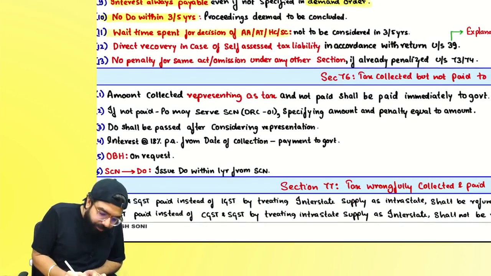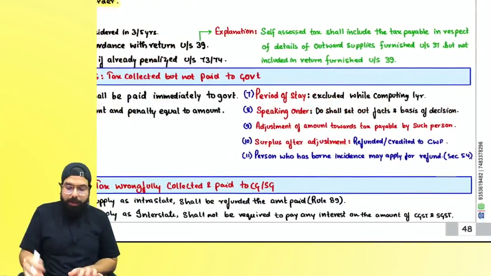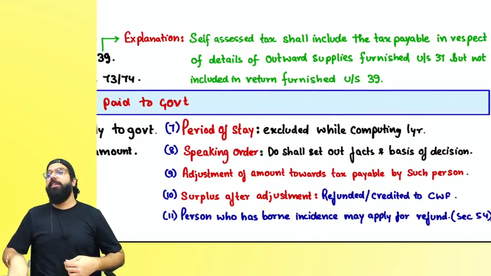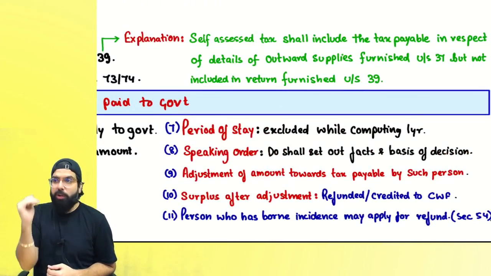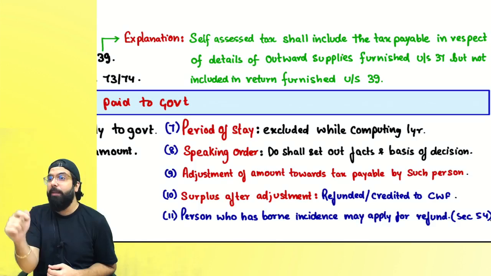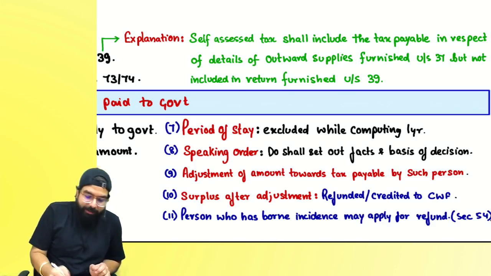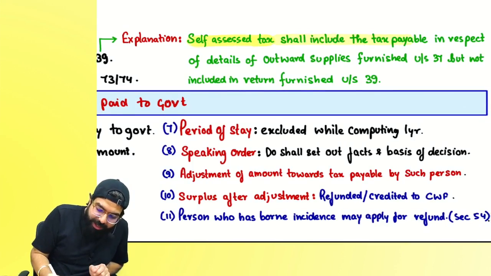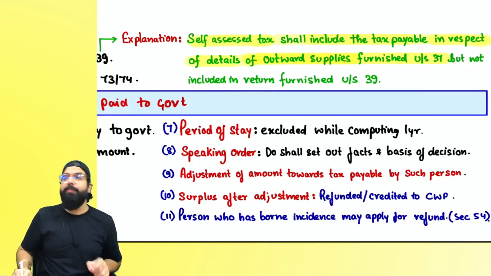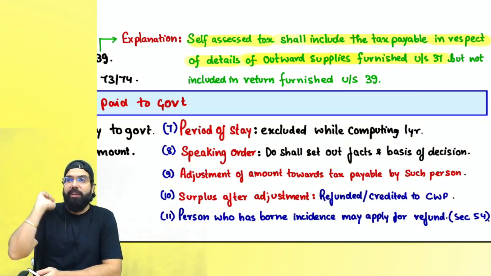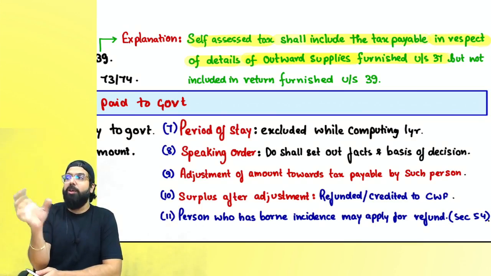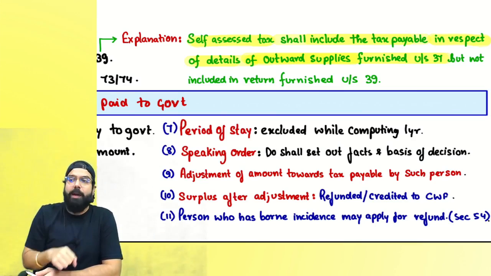Right everyone? Then, sir, regarding my return, my GSTR1, always remember one amendment has come here. Sir, in your GSTR1, you disclosed that you are liable to pay 10 lakh. But you did not show the same amount in your GSTR 3B. That is meant by self-assessed tax. Self-assessed tax includes the tax payable in respect of details of outward supplies furnished under section number 37. In your section number 37 IFF or GSTR 1, you showed that you have done a sale of 1 crore and the tax liability is 18 lakh.